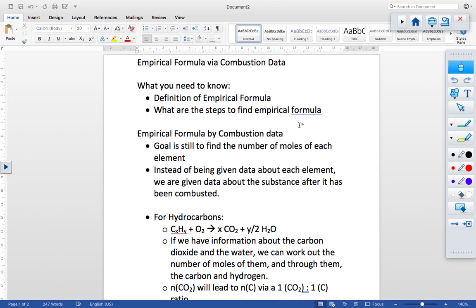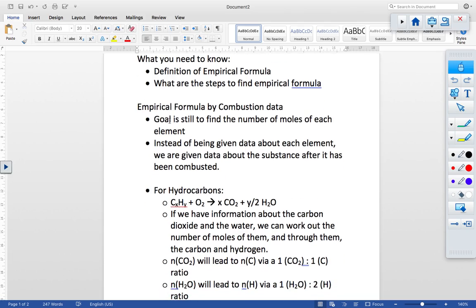Alright, so the empirical formula by combustion data. Just like the empirical formula we did in Year 11, the goal is still to find the number of moles of each element so that we can compare them against each other and work out the empirical formula. Remember, you find the number of moles of each element and then divide by the smallest, and that gives you the ratio of atoms for each element.